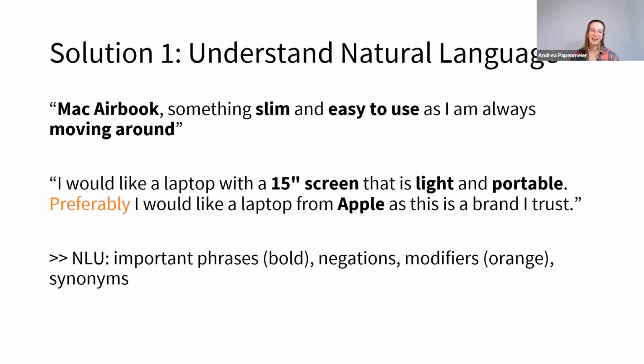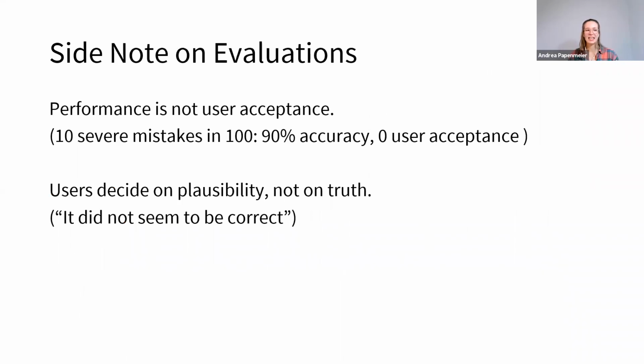Maybe at this point, let me make a small side note on evaluation in machine learning systems. I think it's quite important to keep in mind that the performance numbers that we usually compute to evaluate our systems, like accuracy, like precision, or the F1 score, they are all treating all mistakes equally. And then people think, okay, I got 90% accuracy, that's good, so my users will like it as well, and they will use the system. But that is not always the case.